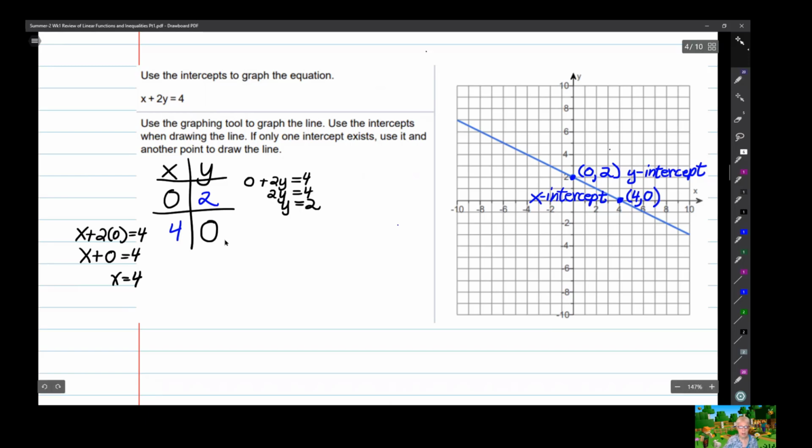So we do it the same way. I set up this XY table. I put a 0 here. I put a 0 here. X equals 0. If X is 0, we find out that Y is 2. If Y is 0, we find out that X is 4. And then (0, 2) is the Y-intercept. (4, 0) is the X-intercept. And as you plot the points, MyMathLab is graphing the line automatically.